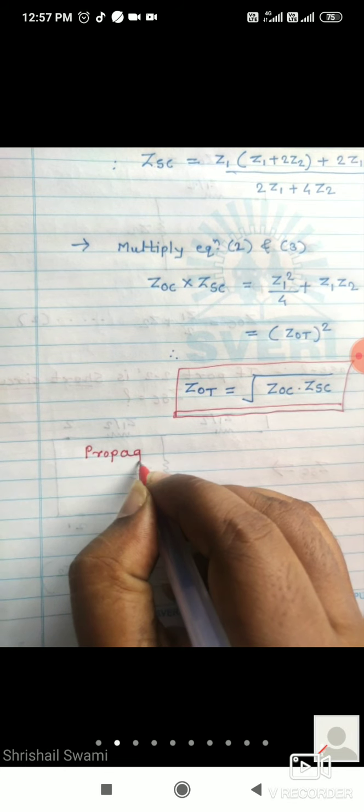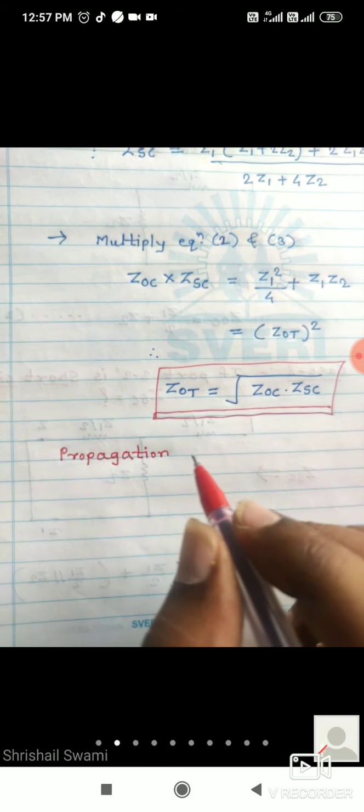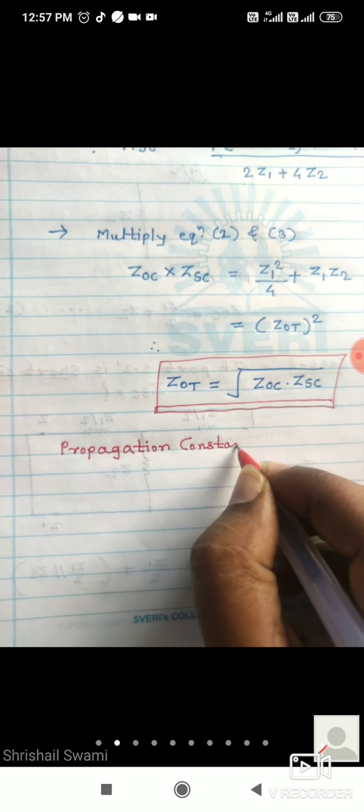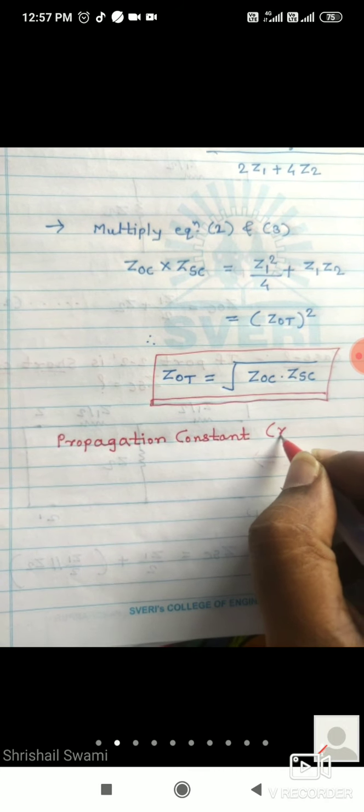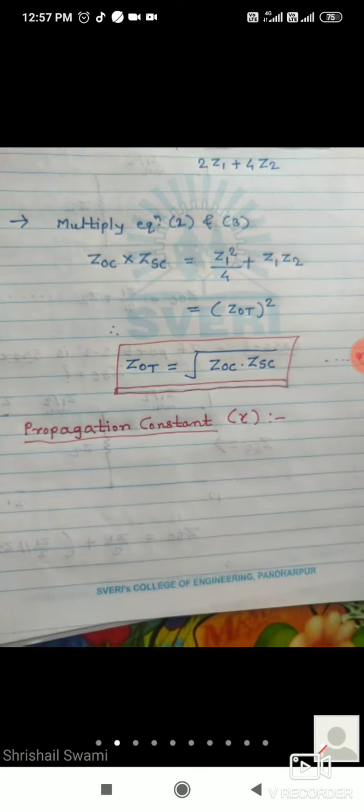There will be a big derivation, and it is difficult to understand and it is not asked in the university, but the formula we require. So the propagation constant, that is gamma, what will be the formula for that? That I will give directly.